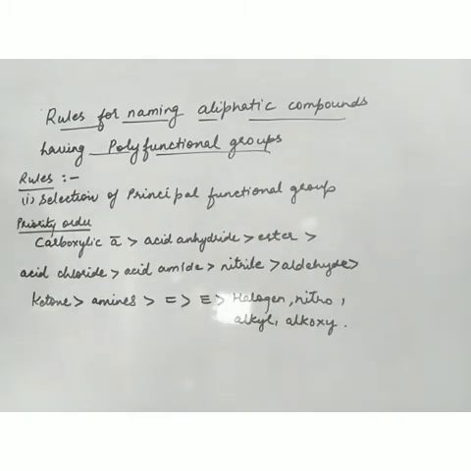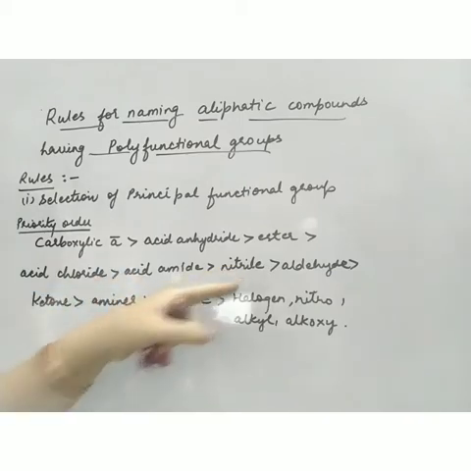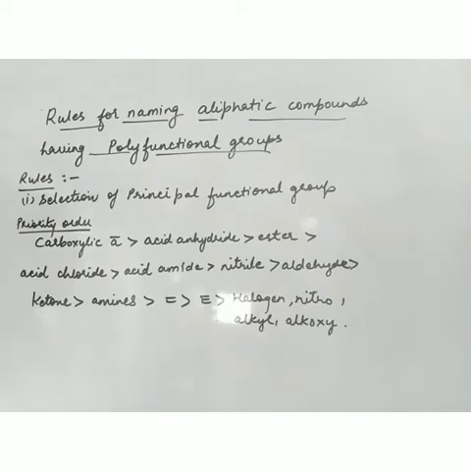The first rule is selection of the principal functional group. Principal means the main functional group. If 2 or 3 functional groups are present, then we follow the priority order. Now this priority order says that carboxylic acid has the maximum preference, then acid anhydride, then ester, then acid chloride, then acid amide, nitrile, aldehyde, ketone, amines, then double bond, then triple bond, and the rest are prefixes: halogens, alkyl, alkoxy, like this.